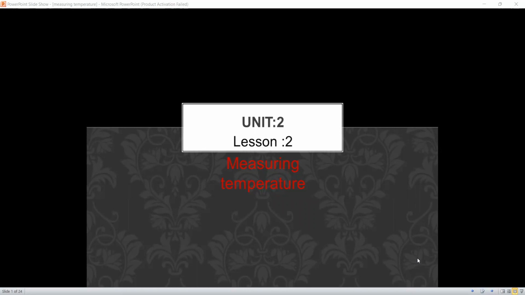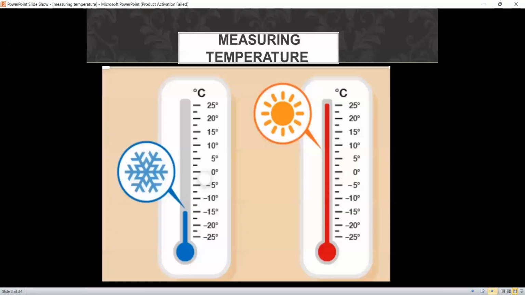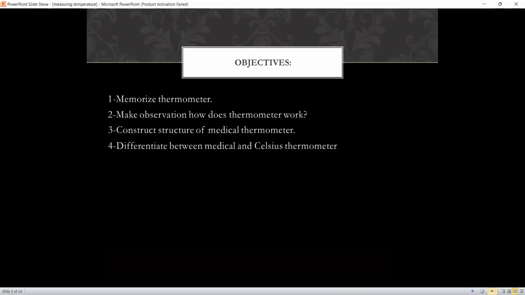Today we are going to talk about lesson number 2, measuring temperature. What can we use to measure the temperature? Right, it's by using a thermometer. So today we will memorize the thermometer, make observations on how the thermometer works, construct the structure of the medical thermometer and also the Celsius thermometer, and differentiate between them.